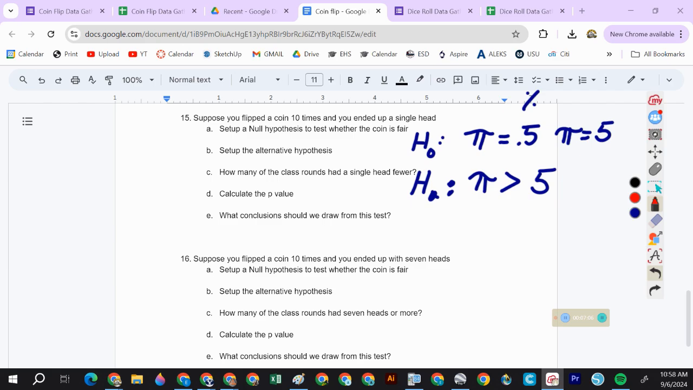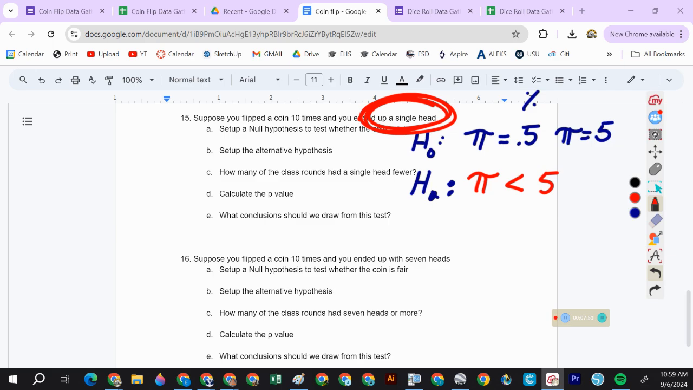Okay, so this is saying 5 heads, right? Okay, so how many of the class rounds had a single head or fewer? Okay, so we are testing... Oh my heavens, I'm sorry guys. We're not testing our... So pi is less than 5 because I am testing a single head.